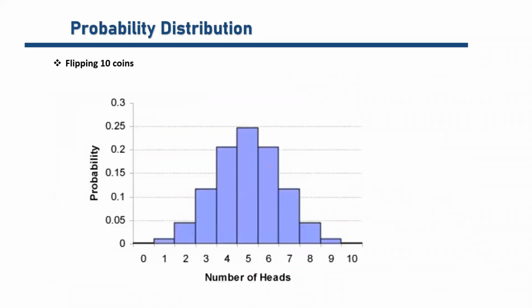Likewise, if you flip 10 coins, we'll see this and do it in Python also, the probability of getting 5 heads is going to be the most. And as the number of heads goes to the least or the most, the probability is very low, so we are following a normal distribution, right? So this is the probability of getting a number of heads.